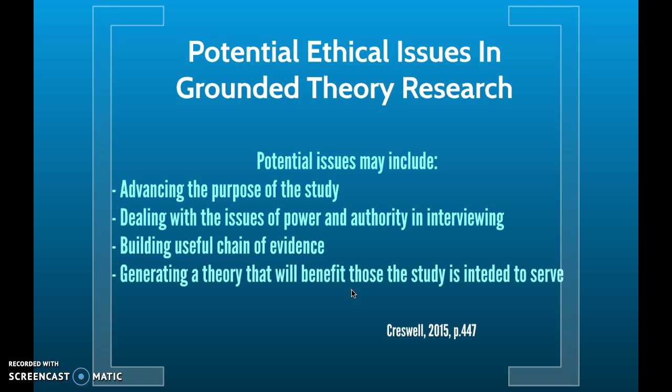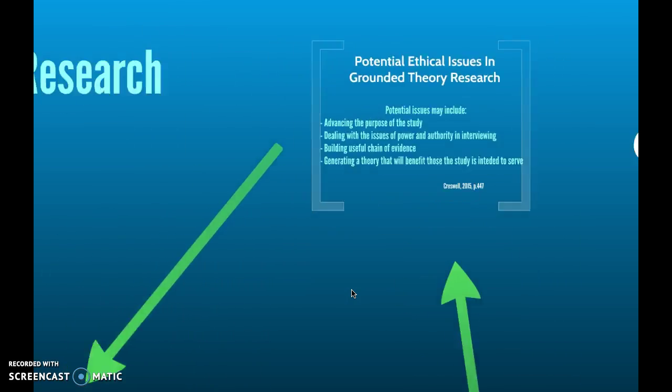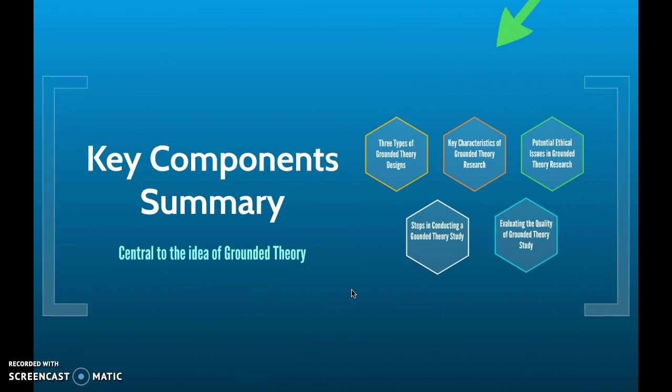Even though there are some potential ethical issues here, it overall is a really good choice to use grounded theory designs if you're looking for a qualitative type of study. In summary, there are 3 types of grounded theory designs. There are key characteristics of each of the grounded theory designs. There are steps in conducting grounded theory study. There's specific things to look at when you're evaluating the quality of your grounded theory study. And there are some potential ethical issues that can pop up within the research.